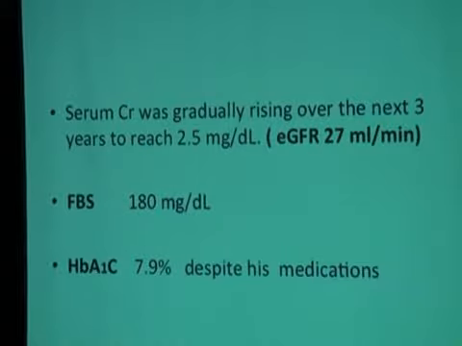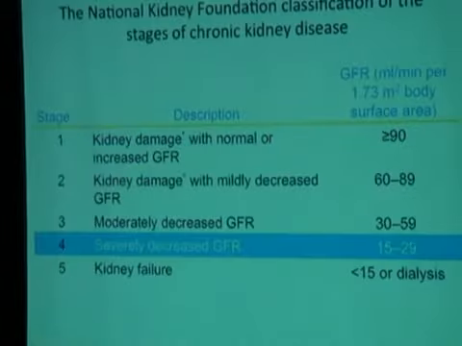His serum creatinine was gradually rising over the next 3 years to reach 2.5 milligrams per deciliter. The GFR now is 27 milliliters per minute. His fasting blood sugar is 180 milligrams per deciliter. The HbA1c is 7.9 despite his medications. So now in which stage of chronic kidney disease? He is in stage 4 because his GFR is 27.